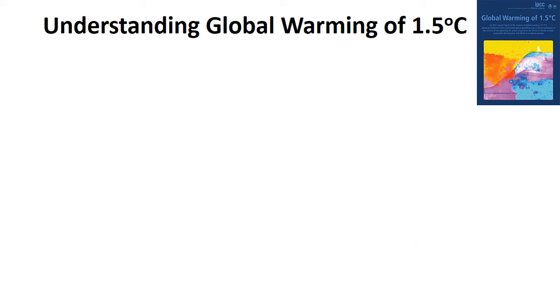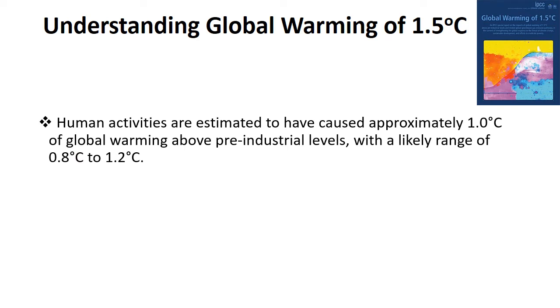Now, understanding global warming of 1.5 degrees centigrade. What is the implication if we have to hit 1.5 degrees centigrade in reference to the pre-industrial levels? Human activities are estimated to have caused approximately 1 degree centigrade of global warming above pre-industrial level, of course, with a likely range of 0.8 to 1.2. And I think at the moment we should be close to 1.3, 1.4. We are not too far away from the 1.5 degrees.